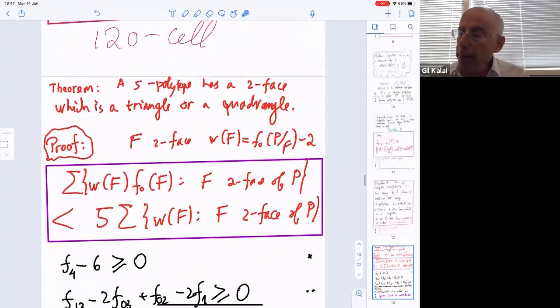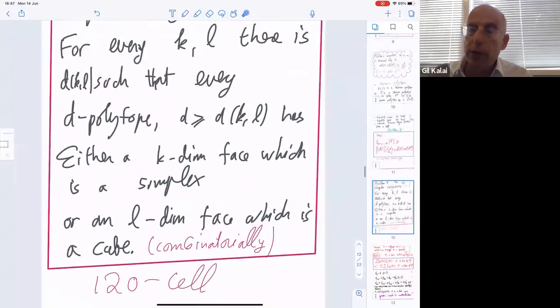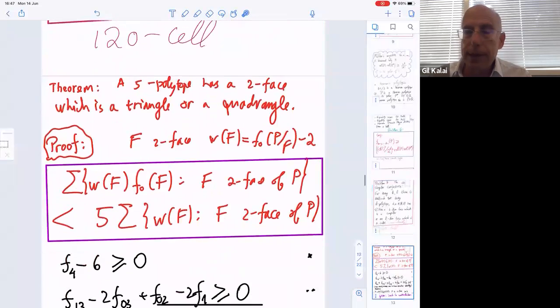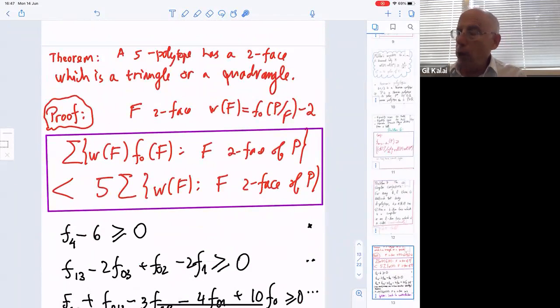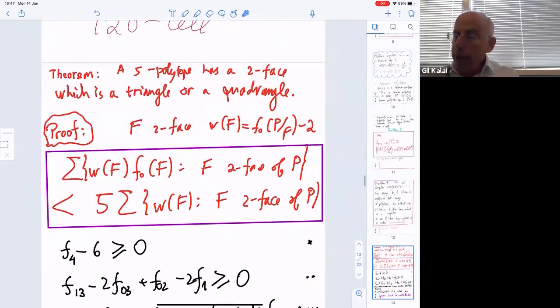And here is a theorem that says that d(2,2) is equal to 5. And this is the only case of this conjecture which is known. Here is the theorem: every 5-dimensional polytope has a 2-dimensional face which is a triangle or a quadrangle. And the way this theorem is proved is by proving a slightly stronger statement.